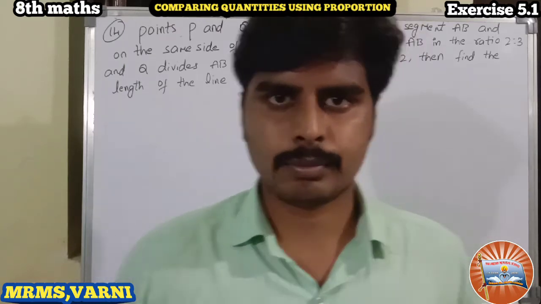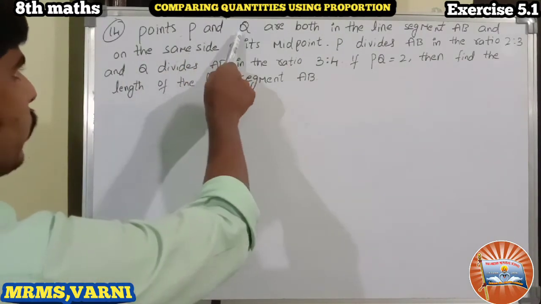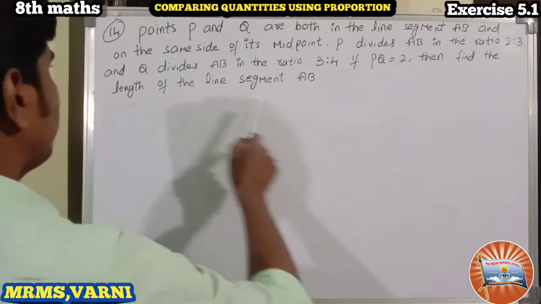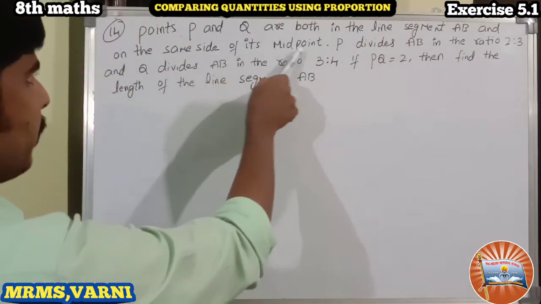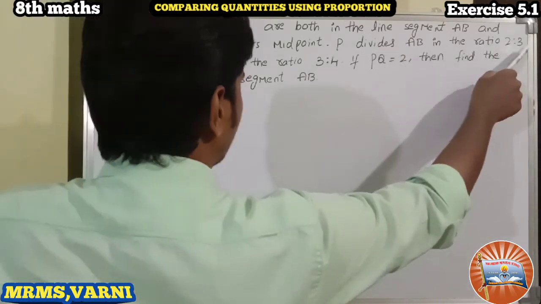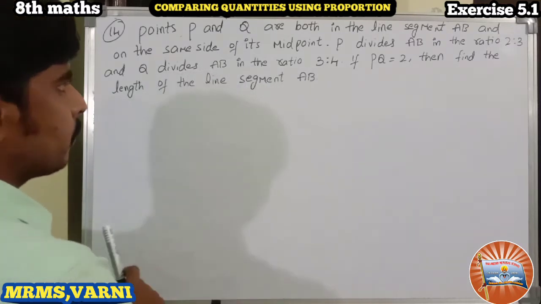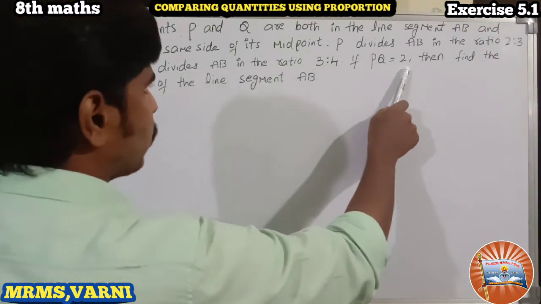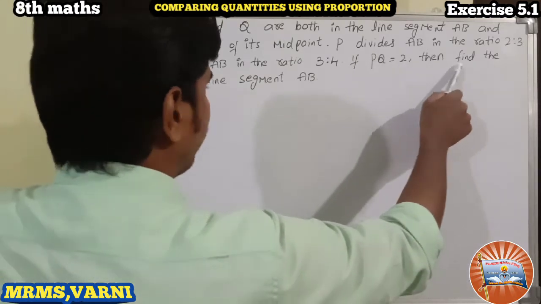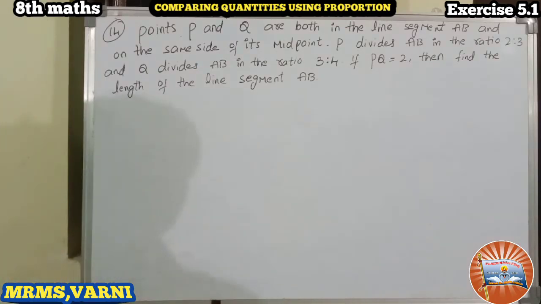Look at the question. Points P and Q are both in the same line segment AB and on the same side of its midpoint. P divides AB in the ratio 2:3 and Q divides AB in the ratio 3:4. If PQ equals 2 centimeter, so it is considered this 2 centimeter, then find the length of the line segment AB.